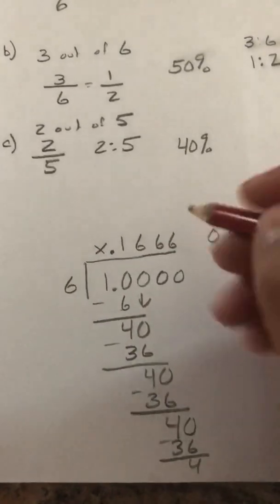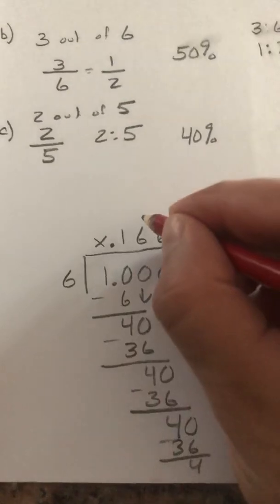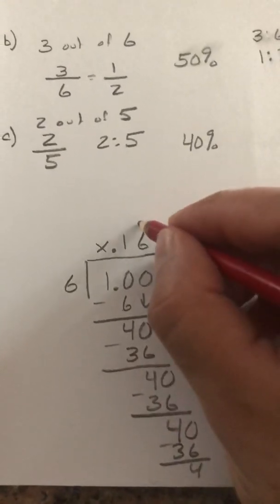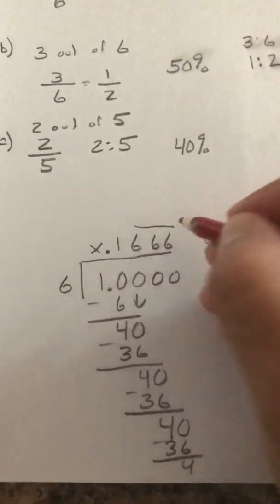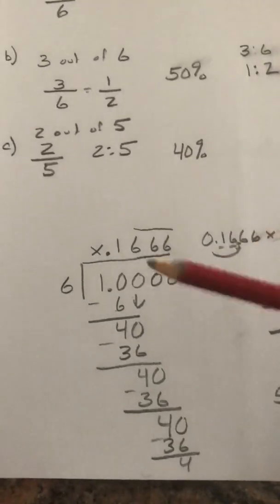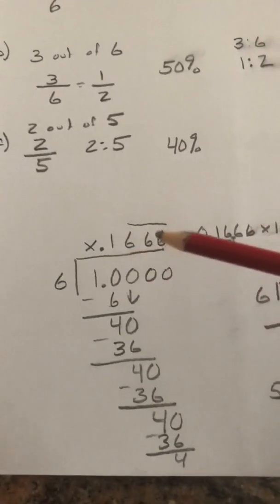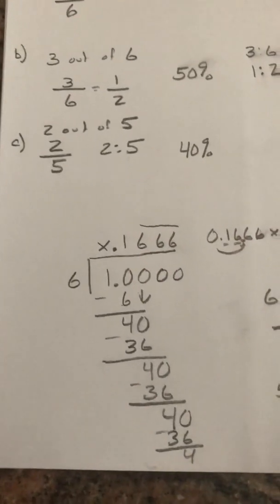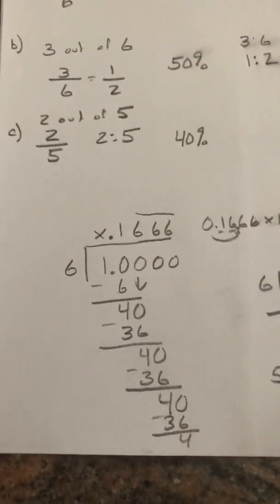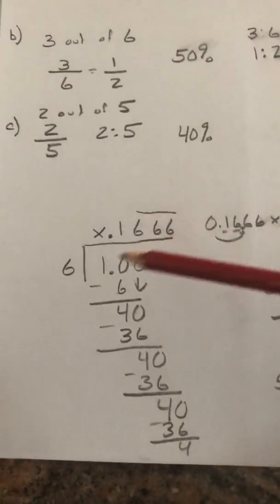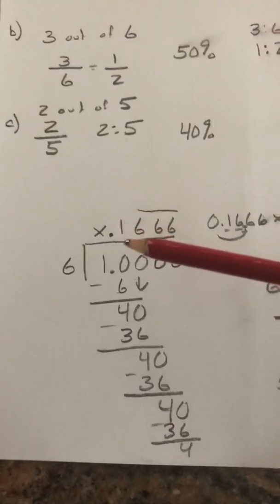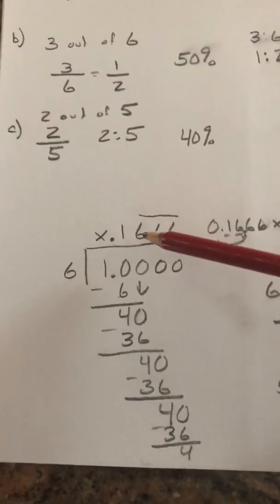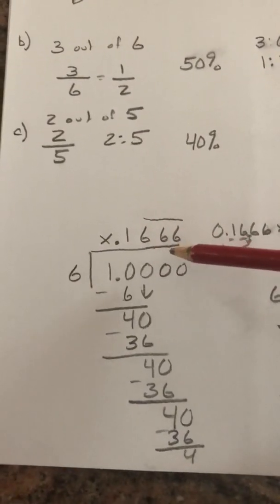Now what you see here is this is going to keep repeating. So we put a little line above this saying that this is going to repeat. So really it's going to be 0.166666, and that's going to keep going on forever and ever. So what I want to do now is take this decimal and multiply it by 100 in order to get a percent.